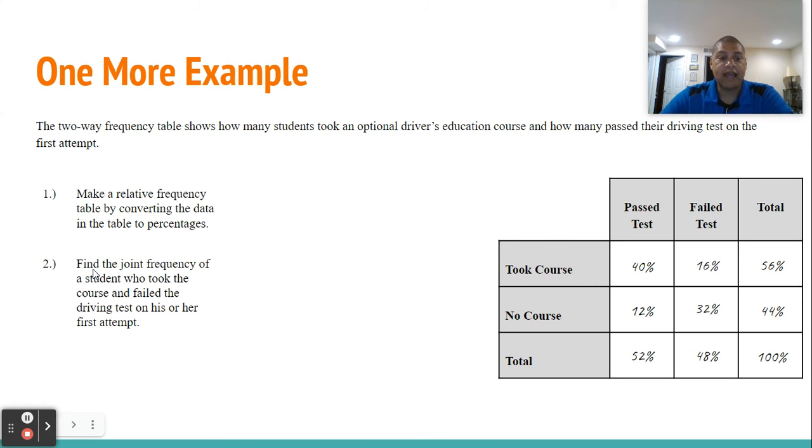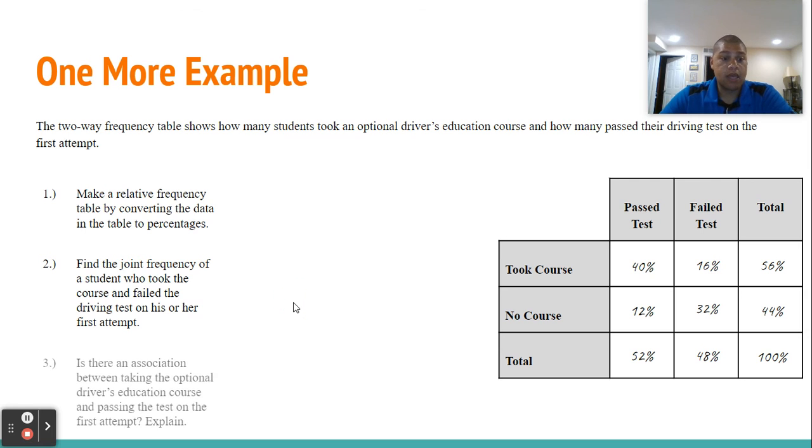Now, once you've done that, then they say, find the joint frequency, just a fancy way of telling me to find the percentage, find the joint frequency of a student who took the course and failed the driving test on his or her first attempt. Took course, failed, 16%. That's your answer. No tricks. Don't have to do anything to it.